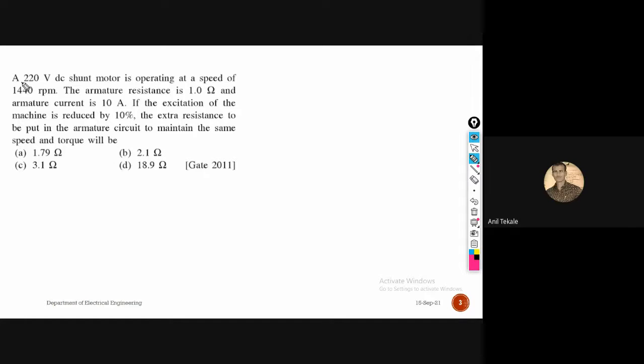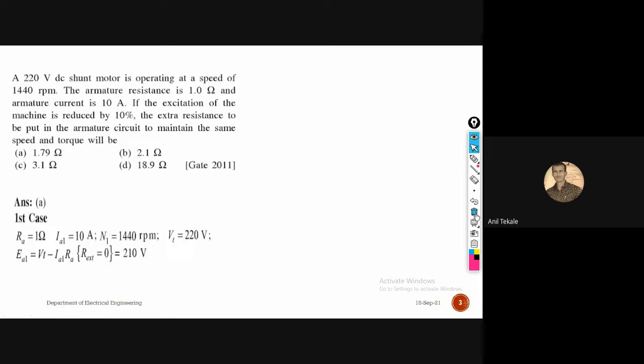So 220 volt is the voltage given. The speed 1440 is given. Armature resistance and armature current are given. Now the excitation of the machine is reduced by 10%. So the extra resistance to be put, that means we have to calculate the extra resistance, right? So let us go for the solution.